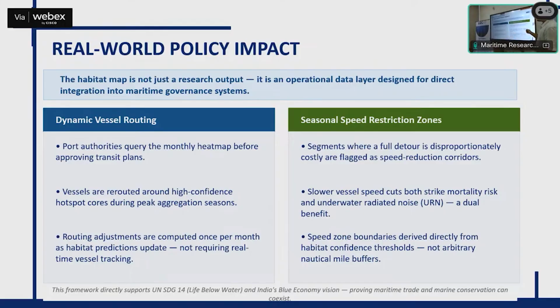Then there are seasonal speed restriction zones. This is another major thing we can do. Underwater radiated noise is one of the major reasons for ship strikes and similar problems. By maintaining a particular speed limit, the megafauna will be less affected by the noise, and we will be able to save more megafauna.